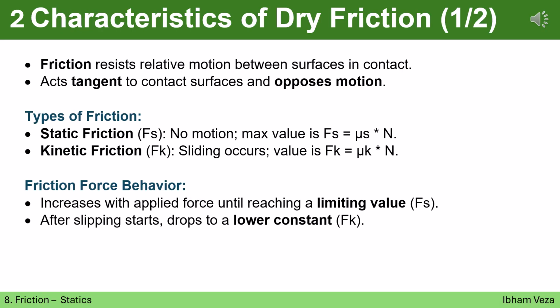Dry friction occurs when two solid surfaces are in contact without lubrication. Friction always acts tangentially to the contact surface and opposes the tendency of motion. There are two main types of friction. Static friction acts when there is no relative motion, while kinetic friction acts when sliding occurs.